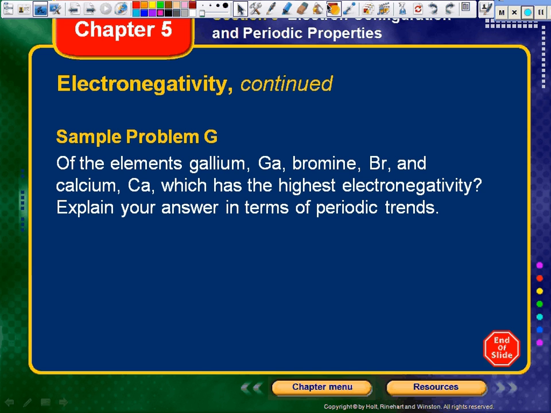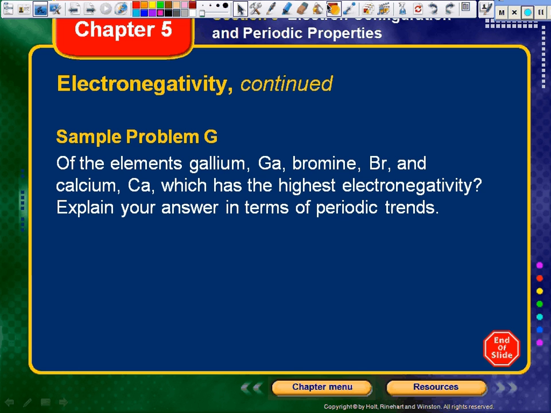Alright, how many of you said gallium has the highest? Have you said bromine is the highest? Okay, how many of you said calcium? It is bromine. And here's the reason why it's bromine. All of them are in the same period. They're all in period 4.